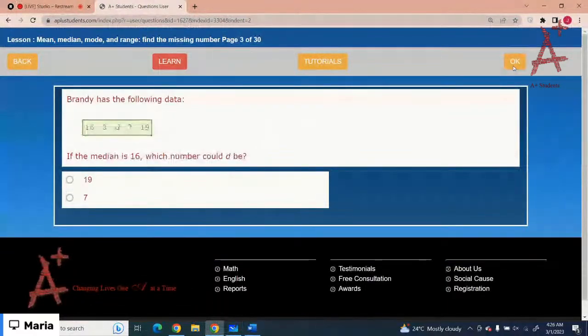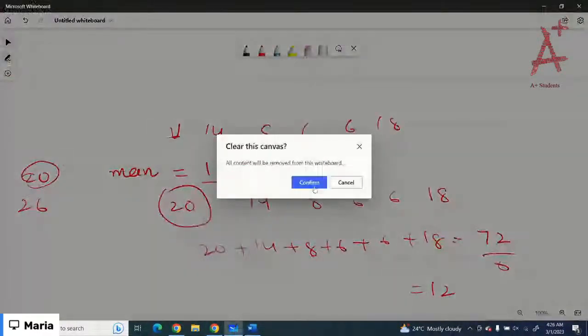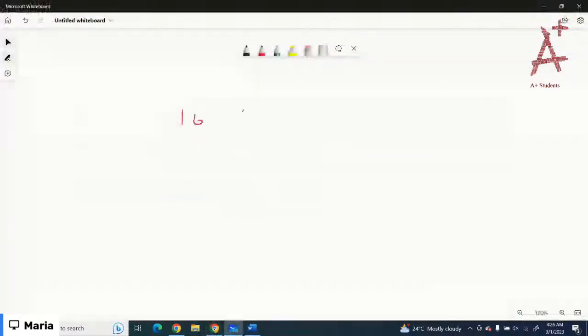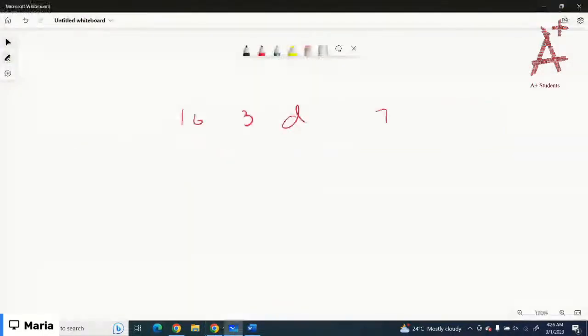Brandy has the following: 16, 3, D, 7 and 19. If the median is 16, what could D be? The median is the number that divides the data into two equal parts, the middle one. Arrange them from least to greatest.